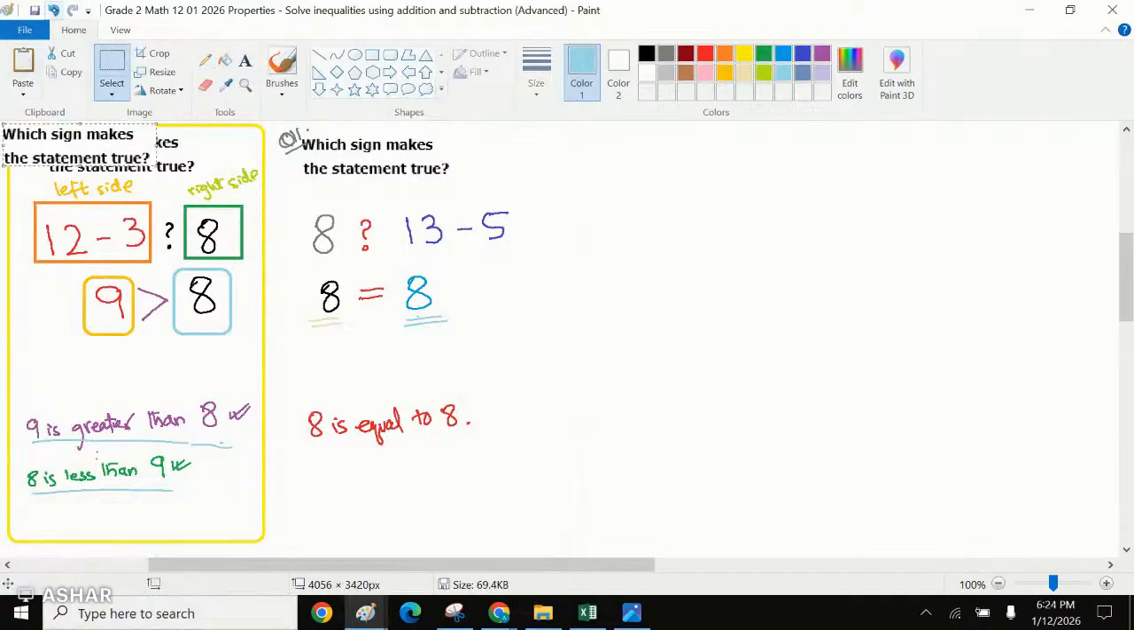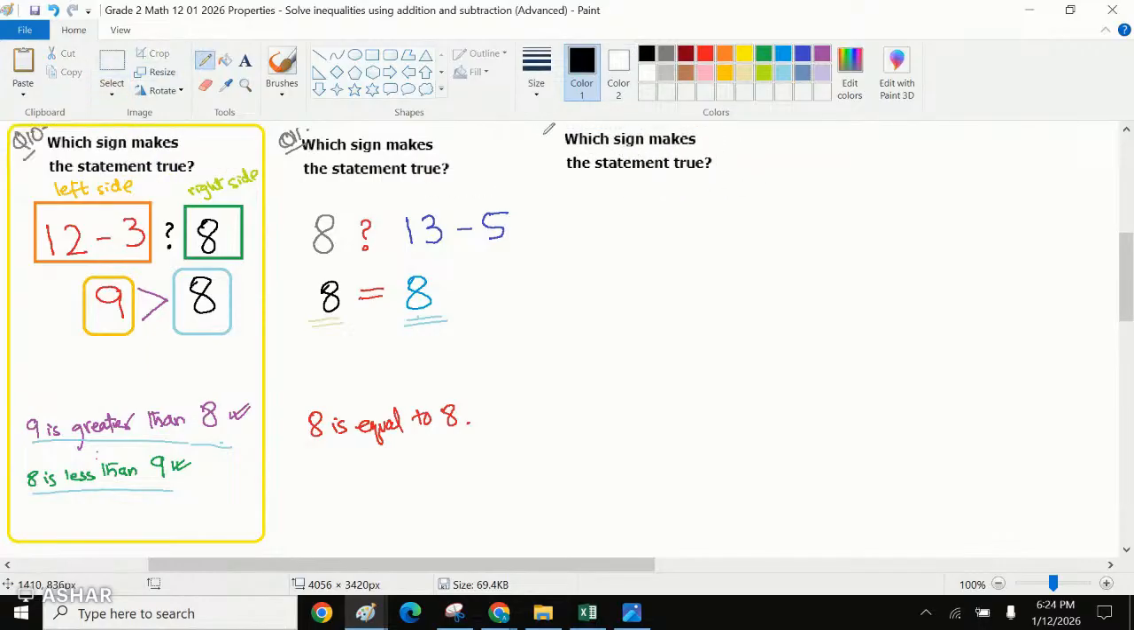Okay, we try one more. Let's try question number 12, and let's see what they have for us. The next question says 13 plus 13, with a missing sign, and 19 plus 19.